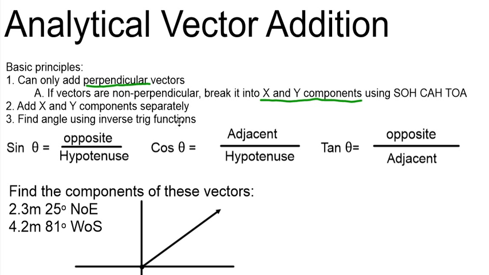Once you break it up into the x and y components, then you add all of your x's, and then you add all of your y's. You do this separately. And then from there, you draw your final triangle with your final x and your final y. And then you have your final resultant, and you find your angle using your inverse trig functions, which I will also show you. So sine of theta is equal to opposite over hypotenuse.